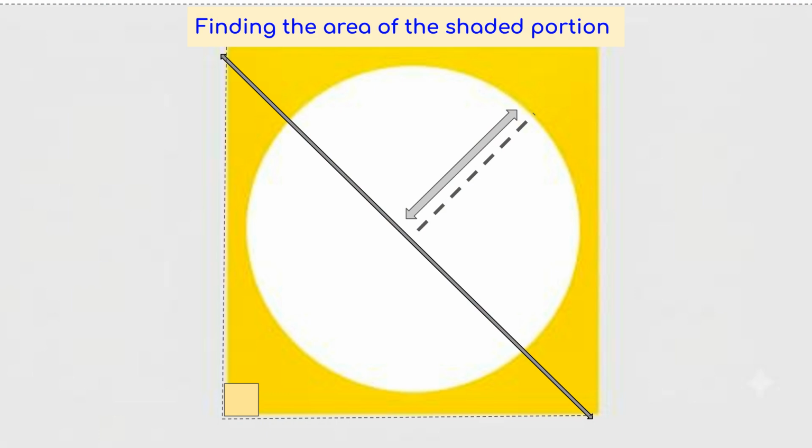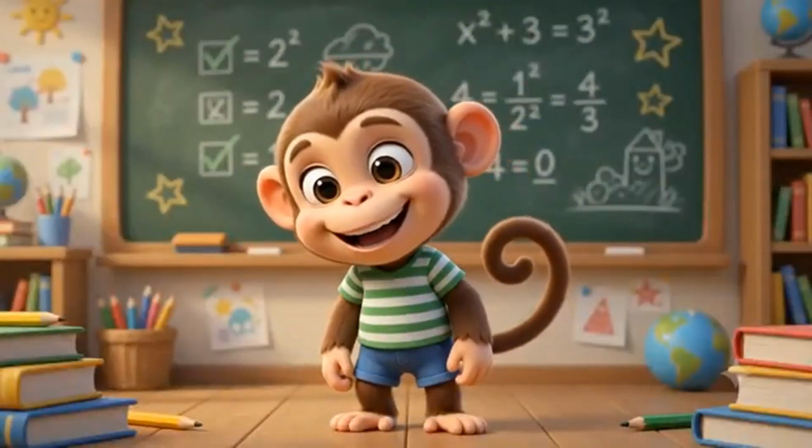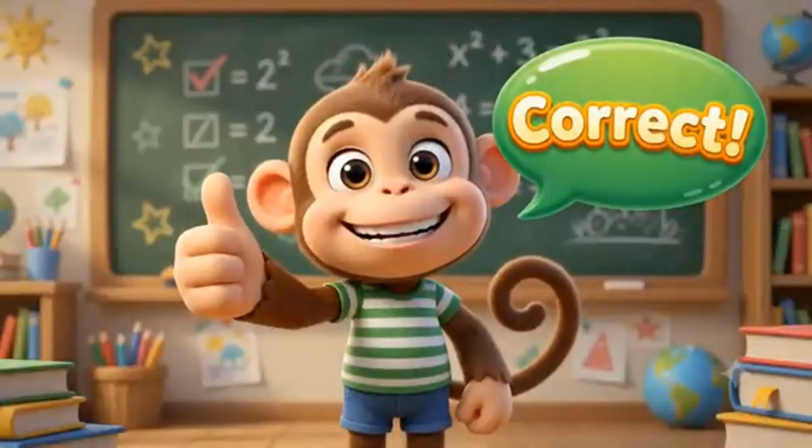The area of the shaded portion is the area of the square minus the area of the circle, 242 square centimeters minus 153.94 square centimeters, equals 88.06 square centimeters. Correct!